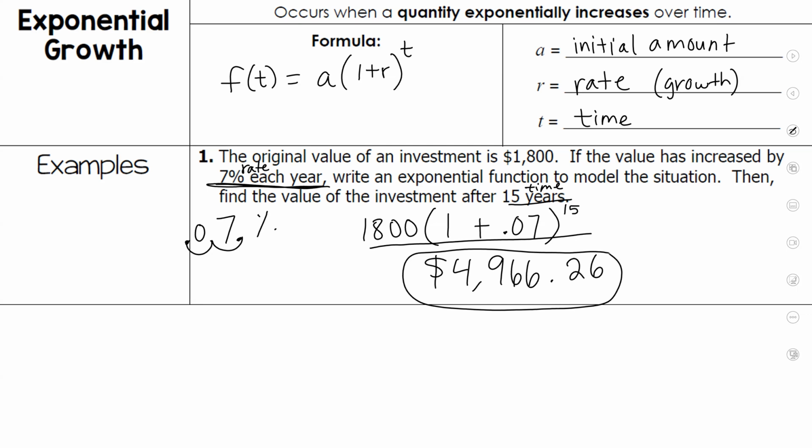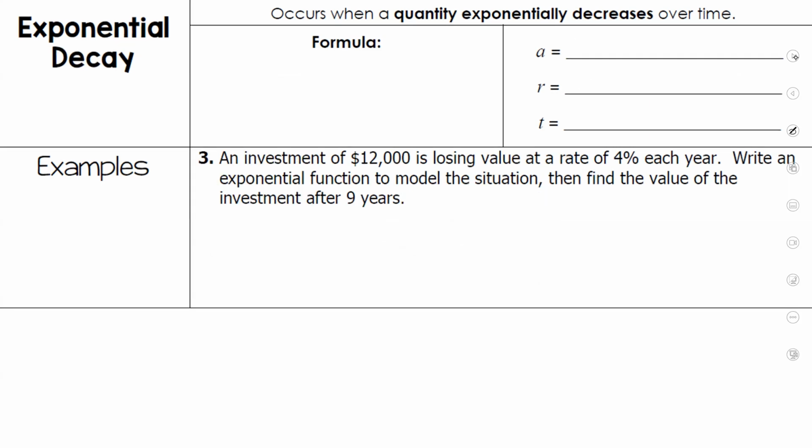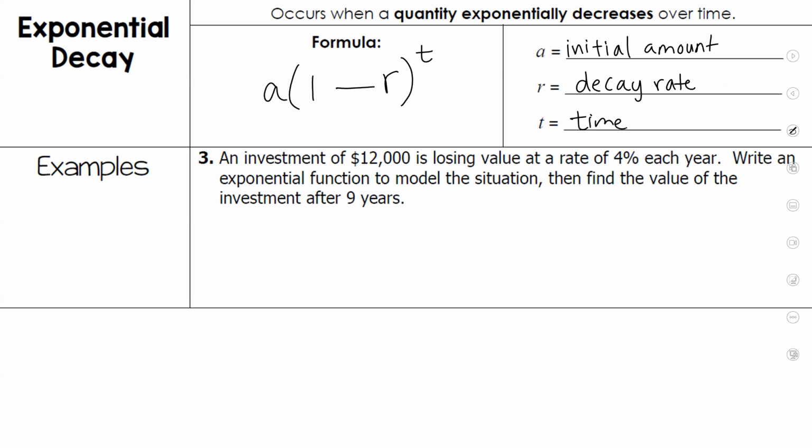All right. Now, this was an exponential growth. Now let's look at exponential decay. Okay, so here is the formula. It doesn't change much, but since it is decay, we are subtracting the rate. This is still the same initial amount. This is going to be the decay rate, the rate of decay. T stands for time. So since this is exponential decay, we are going to be losing money.